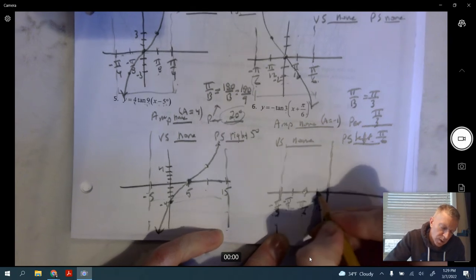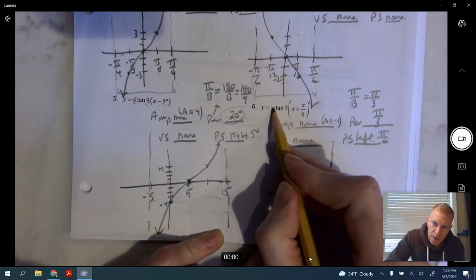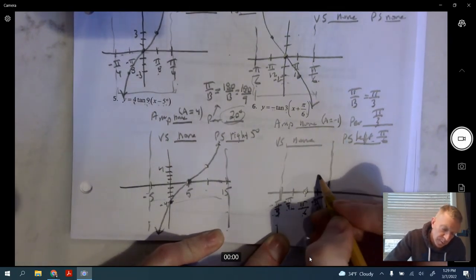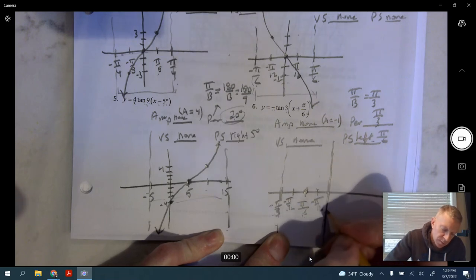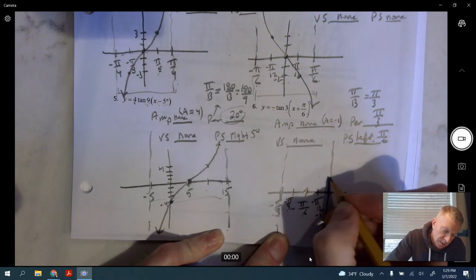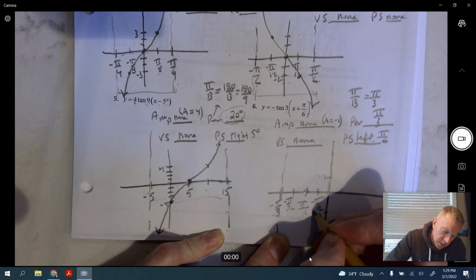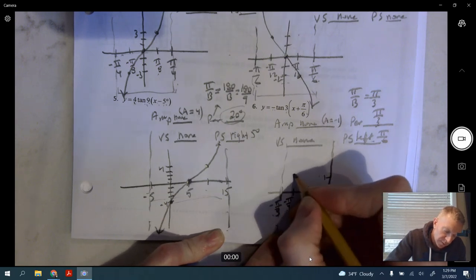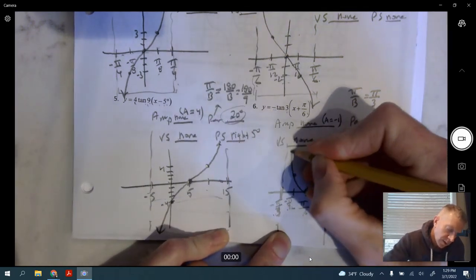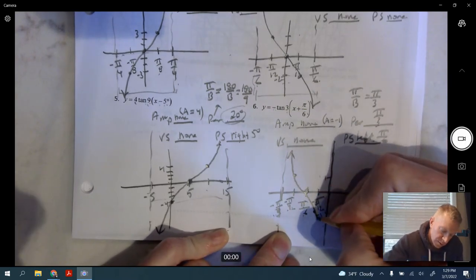Okay, so at the quarter marks, we should be at a value of 1. But normally we'd be up here, but it's flipped upside down, so we're going to be down at negative 1. So down here at negative 1, over here we're up at positive 1. And there, my friends, is your tangent graph.